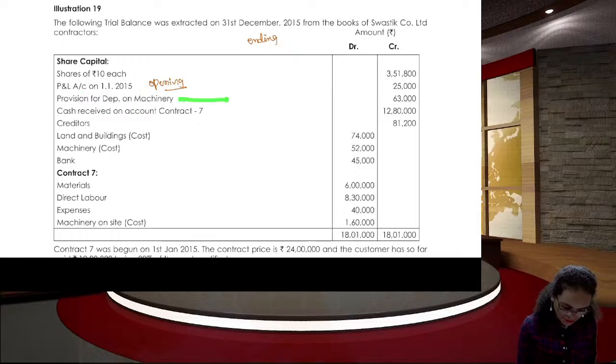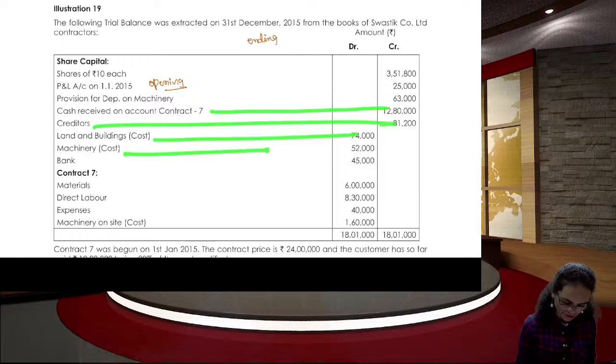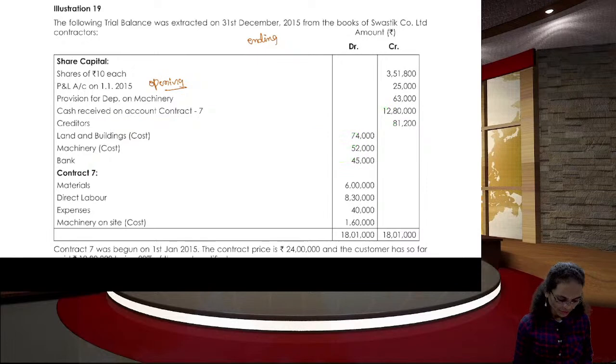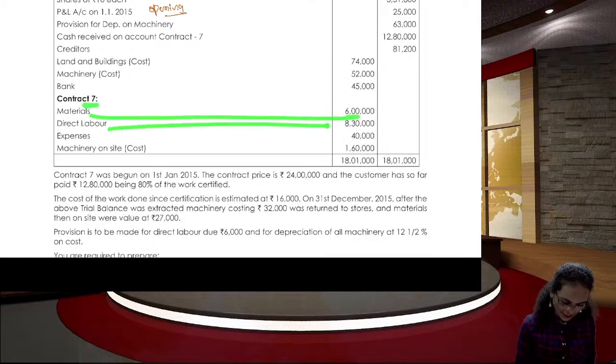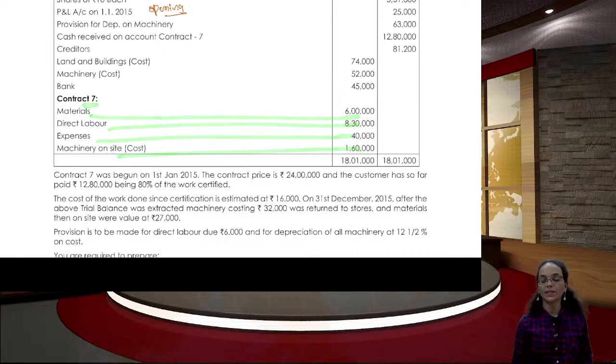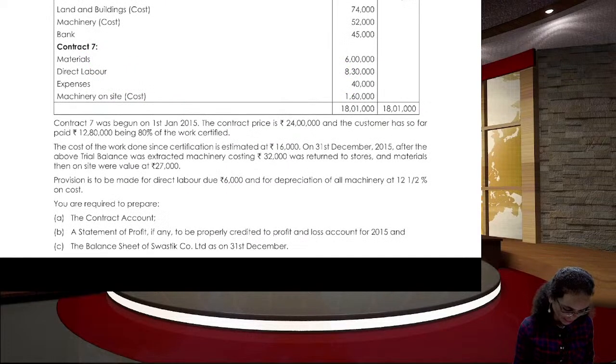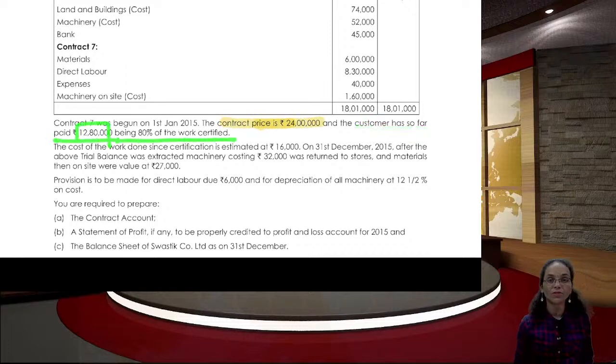Provision for the depreciation on machinery is this much. Cash received on account of contract is this much. Creditors, landed cost, machinery, bank. Contract 7, material, labor, expenses and material at site at the end of the project. Contract 7, that is a contract name, was begun on 1st January 2015. The contract price is this much. And the customer has so far paid this much. That is the cash received, being 80% of the work certified.